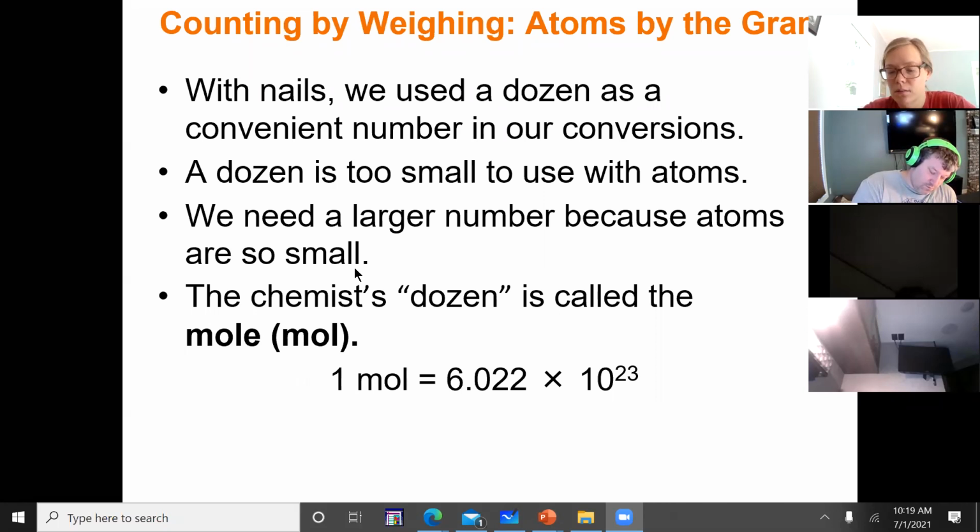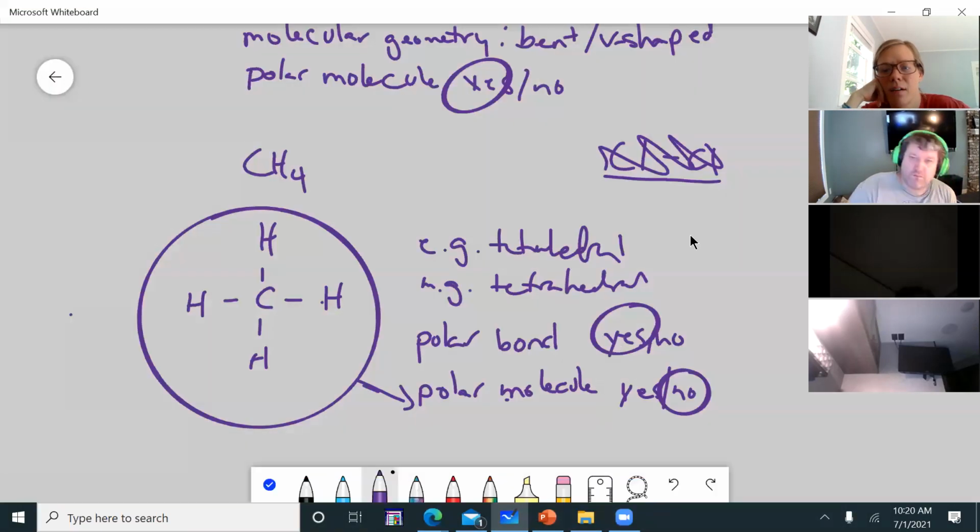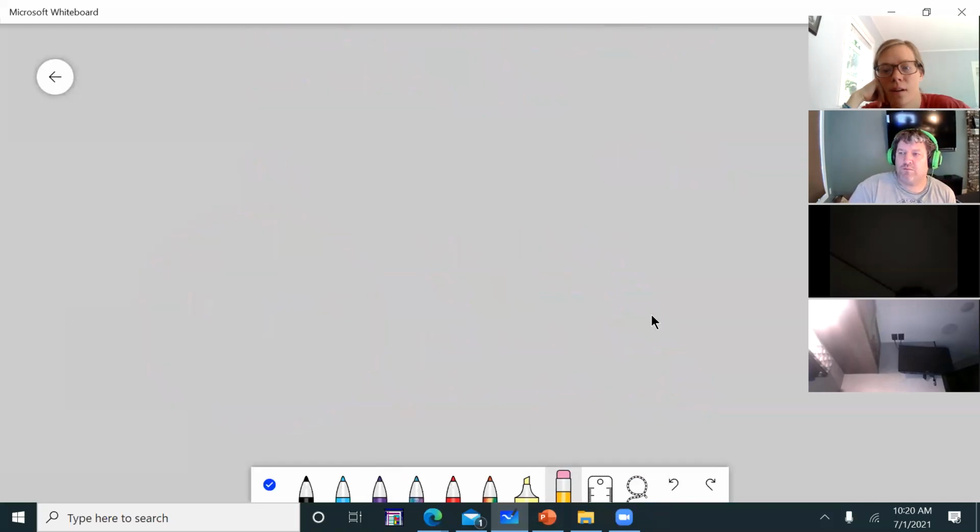And the mole, 1 mole of anything, is equal to 6.022 times 10 to the 23rd of those individual amounts. People get confused and freaked out about the mole. Well, let's do some simple concept stuff here.